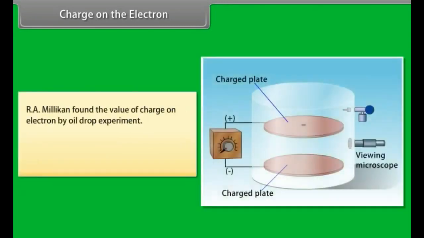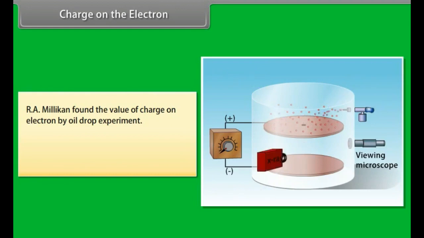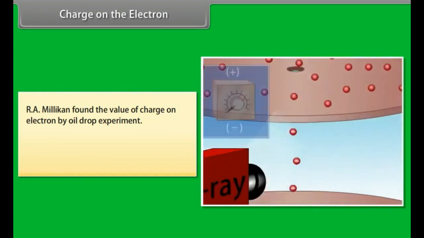Charge on the electron. R. A. Millikan found the value of charge on electron by the oil drop experiment. The oil droplets enter the apparatus through a small hole and are allowed to fall in between two charged plates. The motion of the droplets is observed with a microscope. The space between charged plates is irradiated with X-rays.